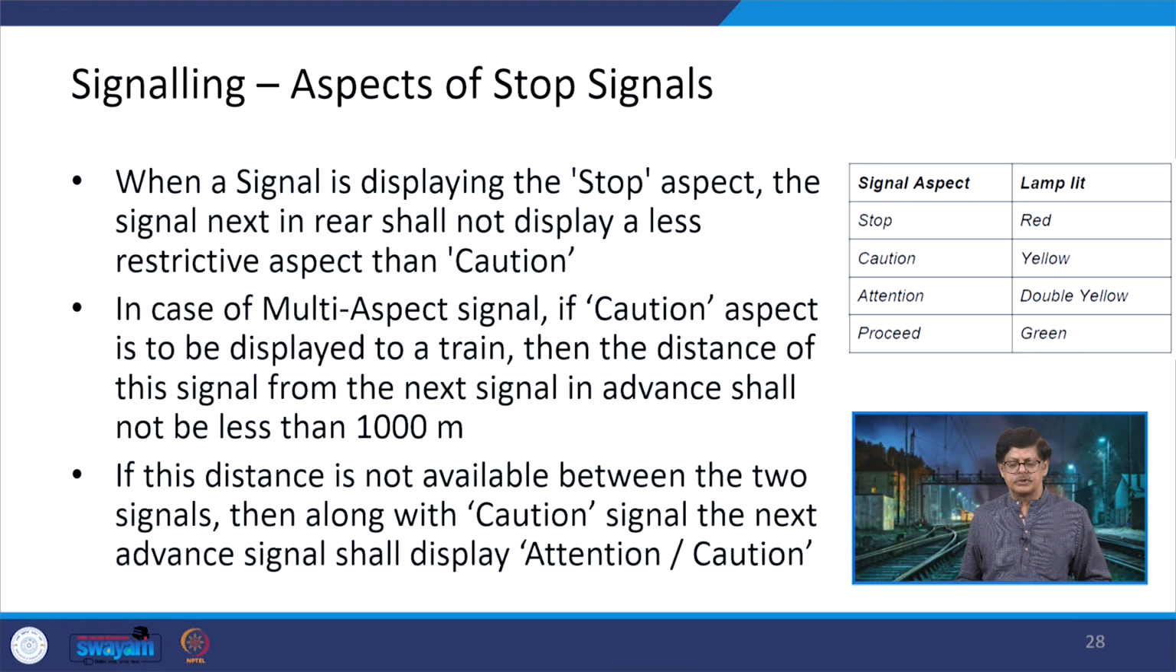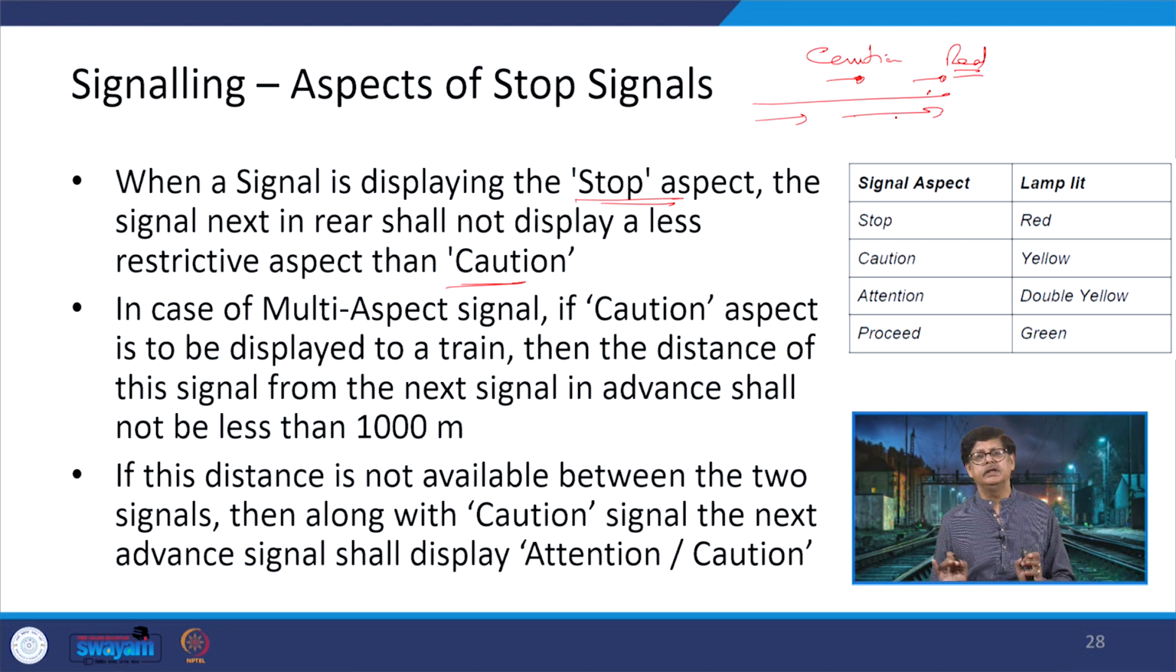Now, finally, let us talk about some of the aspects of the stop signals and what are the important things related to that. When the signal is displaying the stop aspect, the signal next in rear shall not display a less restrictive aspect than caution. So, if a signal here is saying red, stop, and there is another signal at the back of it, then it cannot say less than caution. That means if the train is coming from here, the loco-pilot gets an idea that there is a train ahead at some distance, be cautious. Less than that is not permissible.